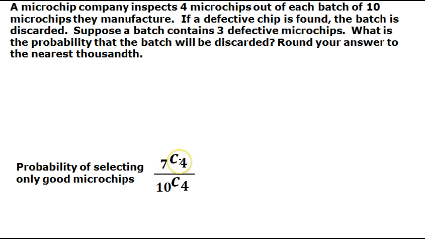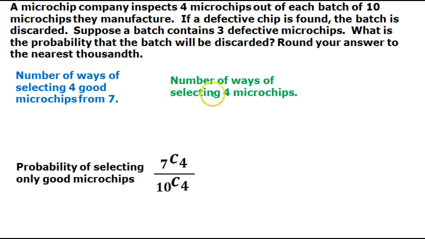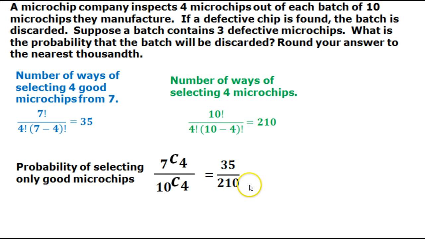Okay, so this is the combinations of good microchips divided by the total combinations of choosing microchips. That's the number of ways of selecting 4 good microchips from 7, and the number of ways of selecting just 4 microchips. 7 choose 4 is 35. The 10 choose 4 is 210. Now we just have this. You can just plug this part into your calculator if you want, and that will get you the answer as well. Again, this is the probability that we're only selecting good microchips, which is not exactly what the question's asking, so we'll address that in a moment. But if we plug that into the calculator, you'll get 0.167.